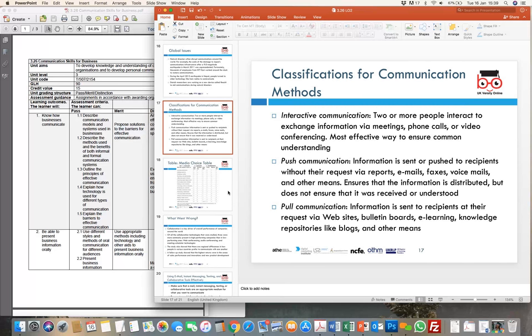Push and pull communication happens with the use of technology, and this will only be available when you're using that piece of technology: your phone, a PC, a tablet, any electronic device which allows you to receive that communication in a particular form, whether it's a video message, emails, fax, or when you receive a call on the phone and use the voicemail. That is an example of push communication.